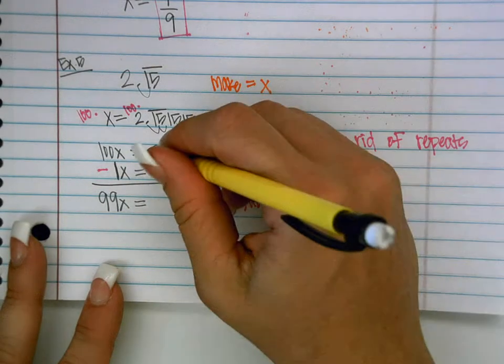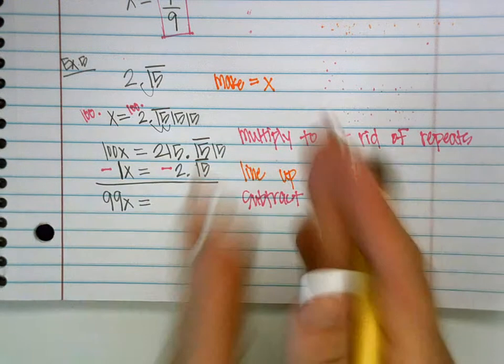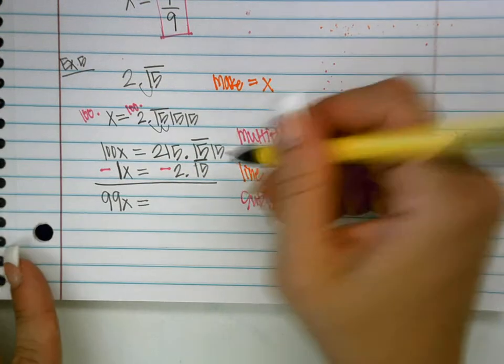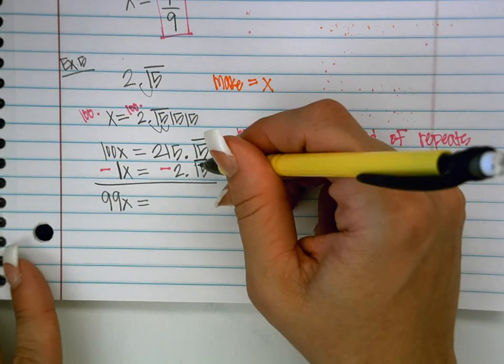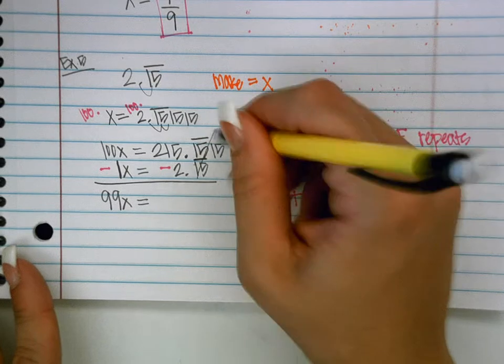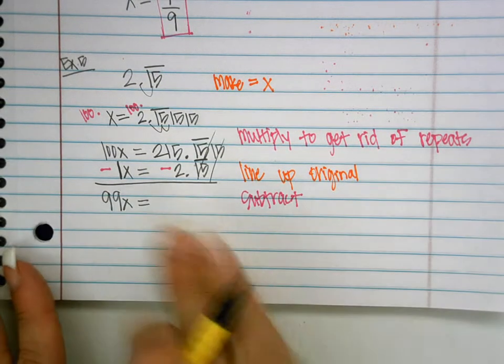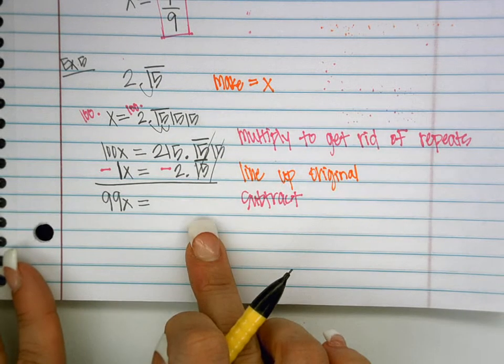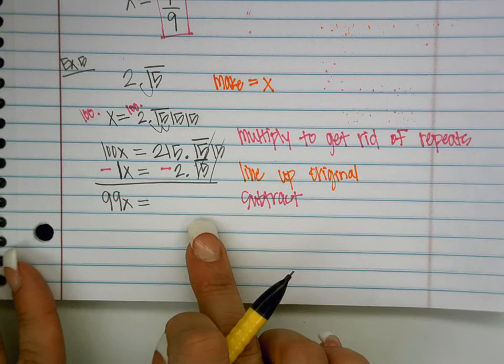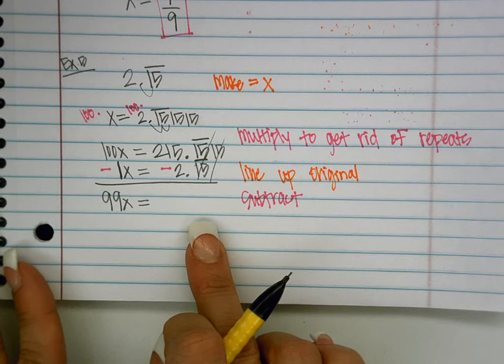Remember when we do subtraction, you always move from the right to the left. So what happens with all these repeats? They cancel each other out, right? They go away. So is there anything left after the decimal point? No, which is what we want. Remember, we're trying to get rid of the decimal places. What's 215 minus 2?